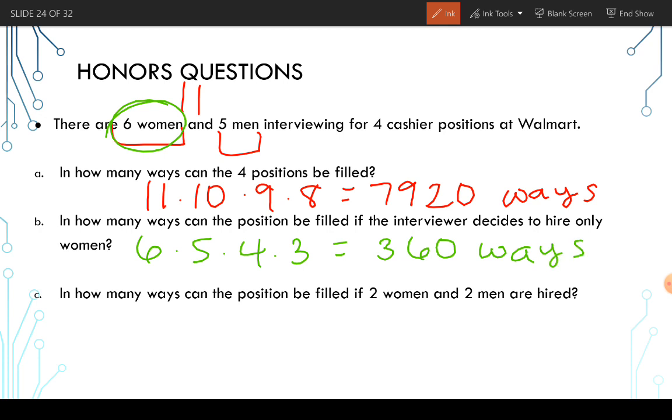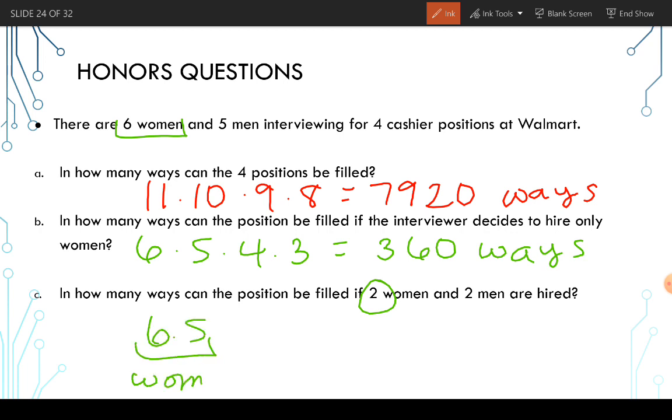And then in how many ways can the position be filled if 2 women and 2 men are hired? So I'm going to make some space here so that I can better show what I'm going to do. So women, I need 2 women, so I'm going to do 6 times 5, and that will represent women. Then I'm going to multiply by the men options. So there are 5 men, so I'm going to start with 5 and then go down to 4 because there are 2 men that are being hired. And I can multiply these 4 numbers together to get 600 ways.